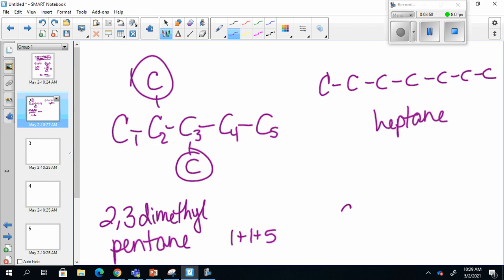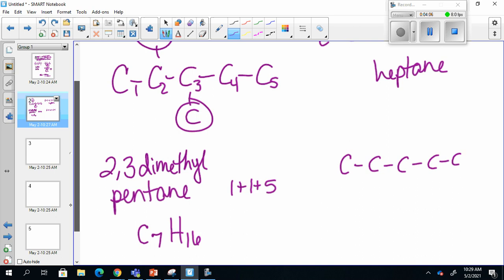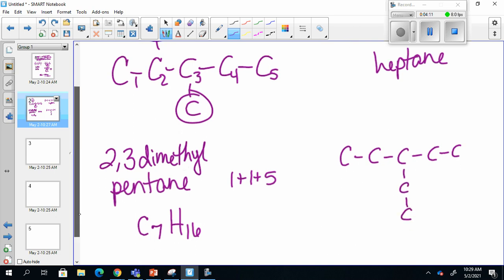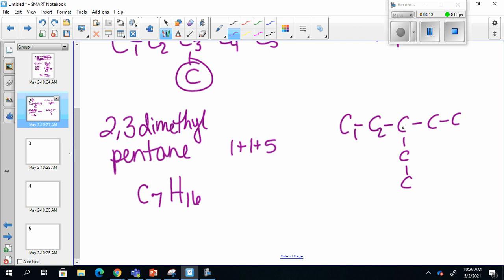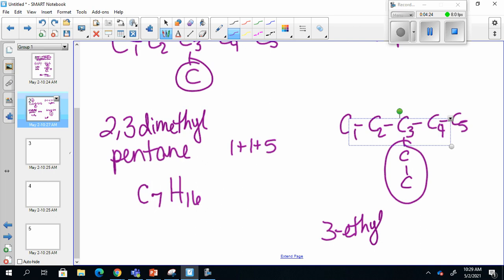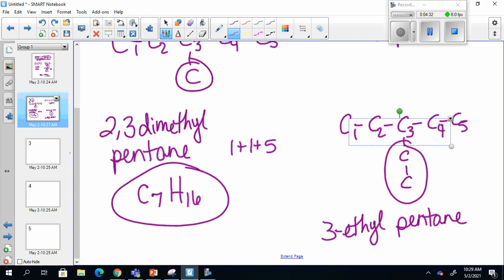Or I could do another one. 1, 2, 3, 4, 5. I'll do 5 again this time. I'll do another pentane, but this time I'm going to do an ethyl group off the 3rd carbon. So 1, 2, 3, 4, 5. And no matter which direction I go, this is still a branch here. So the name of this would be 3-ethylpentane. And all of these were still C7H16.